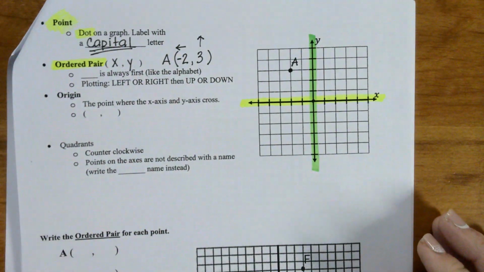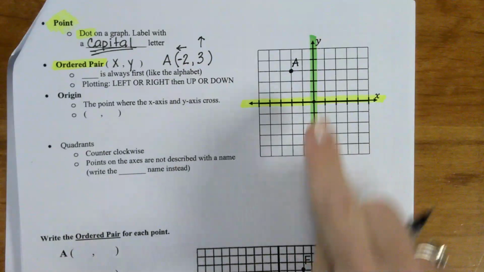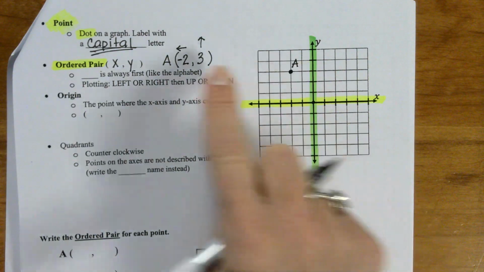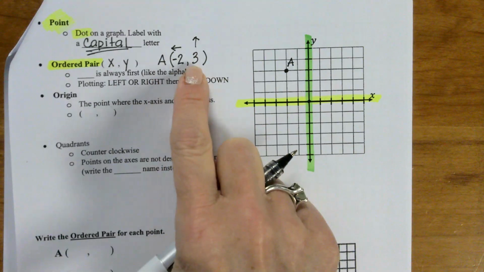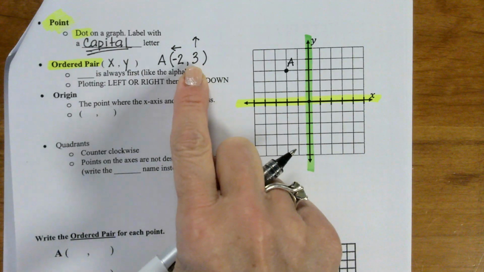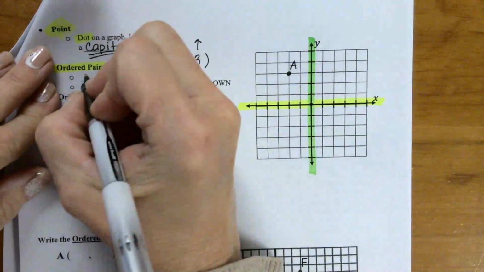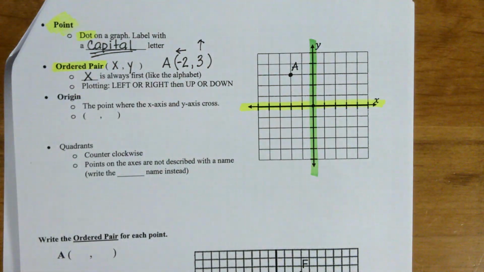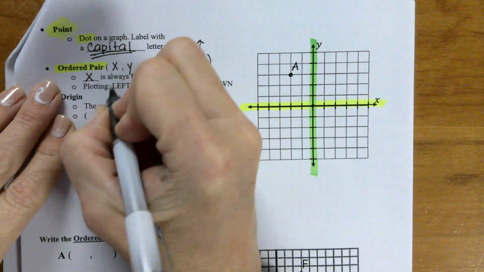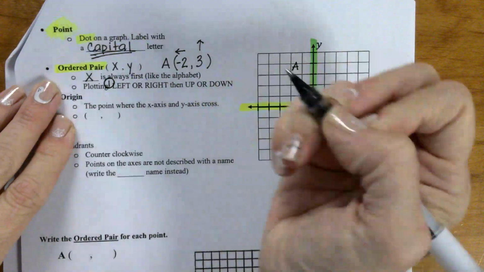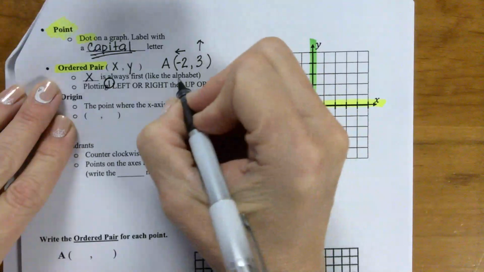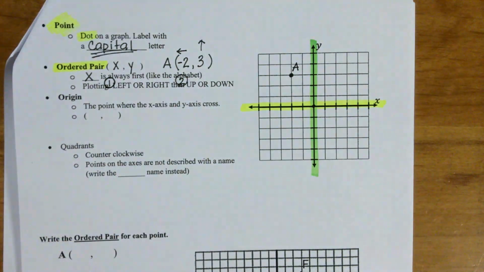Your points on your graph should be labeled with either the letter that has been assigned to it or the ordered pair if there's no letter. It needs to have something, okay? But letters are great. All right, X is always first, just like the alphabet. So you plot. First you go left or right, and then you go up or down. Don't make more than one dot. Just wait till you get to the end of the up or down, okay?